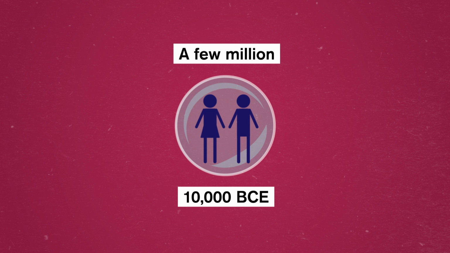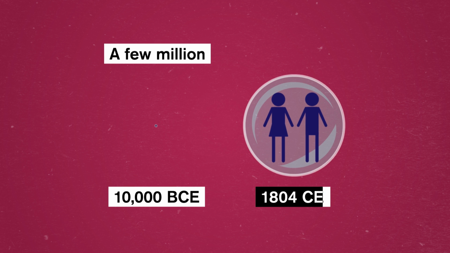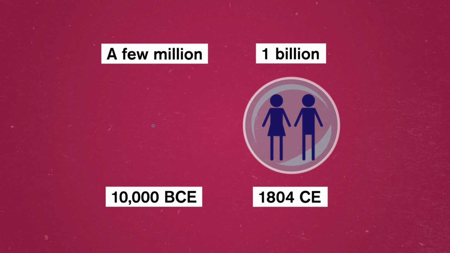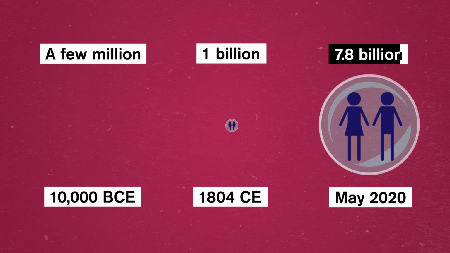Around 10,000 BCE, before the first agricultural revolution, there were only a few million humans on Earth. In 1804 CE, there were about 1 billion of us. And just a couple of hundred years later, in May 2020, there's around 7.8 billion people living on this planet. It's getting a little crowded here.